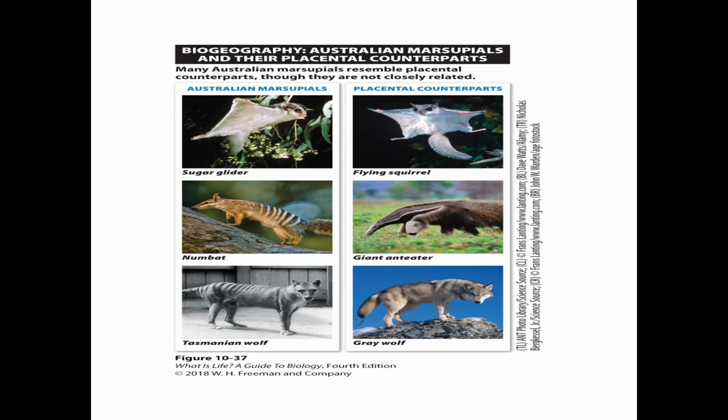So like the sugar glider in Australia is a marsupial that has this stretchy band of skin it uses to glide. And in North America, the flying squirrel is placental. It has something similar, but the big difference between these guys, much larger than any flap of skin, is how they have their offspring. And the same thing for the numbat and the giant anteater, the Tasmanian wolf, now extinct, and the gray wolf.